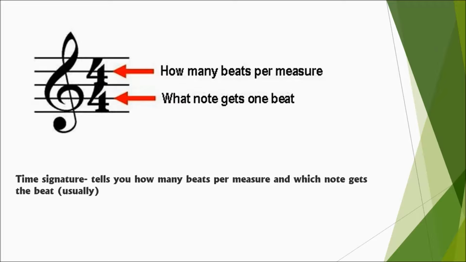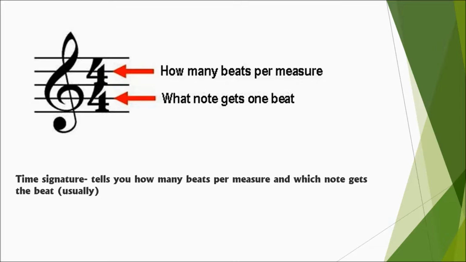You'll also find in the top left-hand corner of a piece of music, after your staff and your clef, you're going to see a time signature. And a time signature usually tells you on the top number how many beats in each measure, and the bottom number what kind of note gets the beat. So like what we see up here, 4 being on the top tells us we have 4 beats per measure, and 4 being on the bottom tells us a quarter note gets the beat.